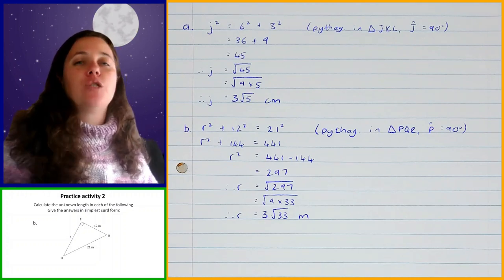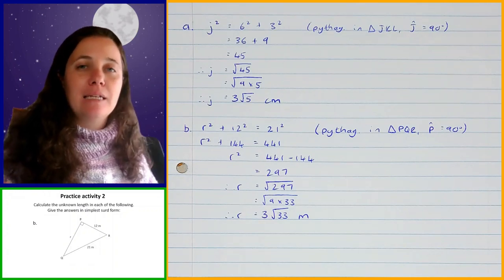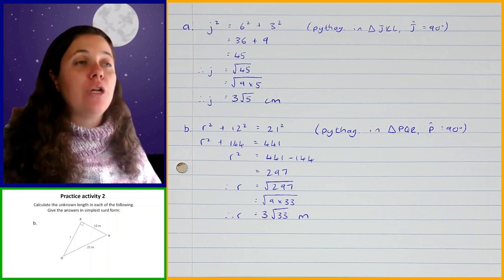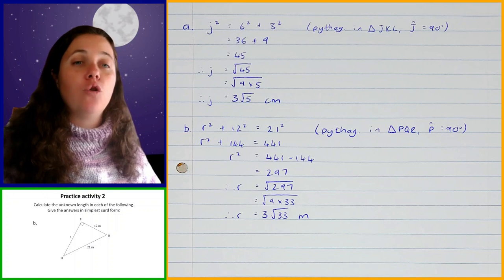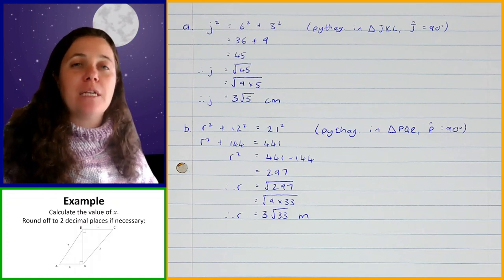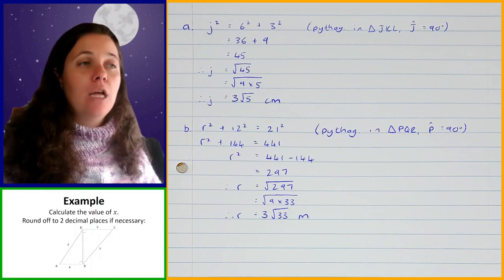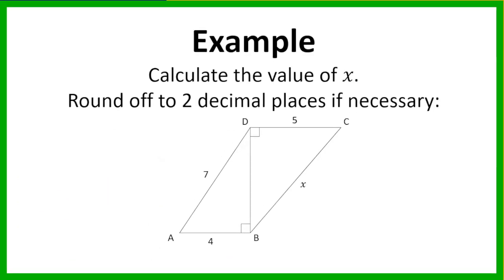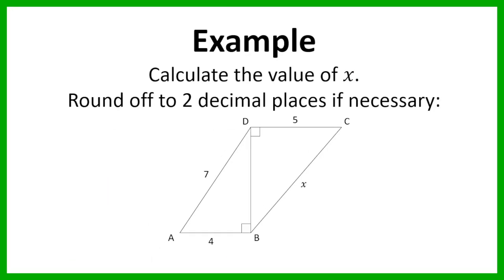Right, now all the questions we've done up until this point, we've had single right-angle triangles that we're working with. But the reality is you're not only going to have single right-angle triangles, you'll also need to know how to do questions that involve more than one triangle. Okay, so that's what we're going to be doing in the next few examples. So this one over here, you have to work out the value of x, and you've been given two triangles here that are joined by DB. They share that side DB.